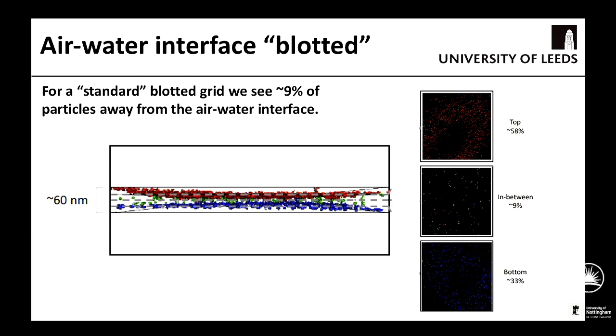So if you blot a grid, in this case it's apoferritin because we've got freezers full of it, you can see that it's pretty much all over the air-water interface. There's about 9% in the centre of the ice, but this 9% is probably there just because it's buried under the bodies of the apoferritin that's degraded at the air-water interface. So very little is in the centre of the ice.